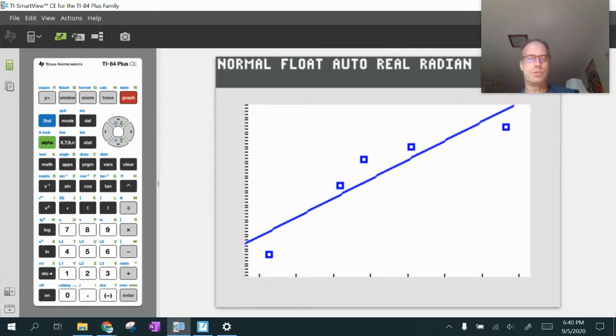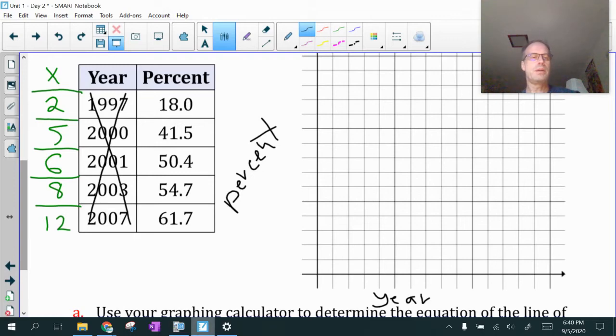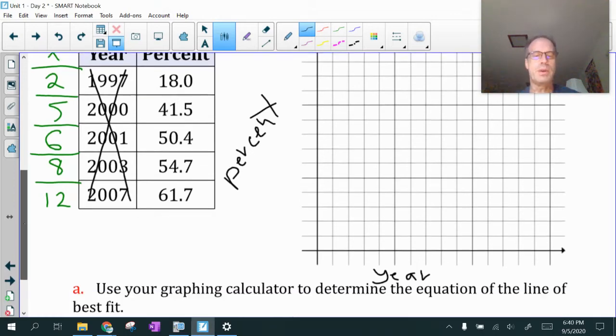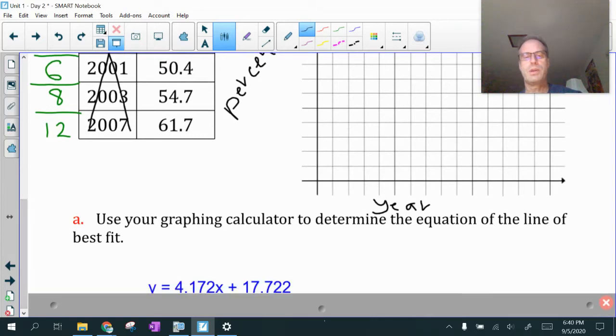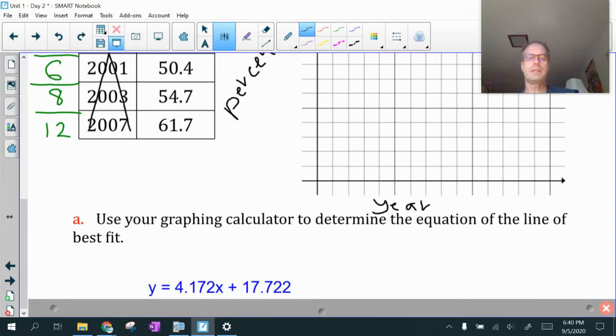So I'm ready to get some questions answered, and I'm going to go back to my document here, and I'm going to say, all right, it said to use my graphing calculator to determine the equation of the line of best fit. And at this point, I'm hoping that you guys can copy that down there because that's what it should be looking like. Okay, let's answer a couple more questions.